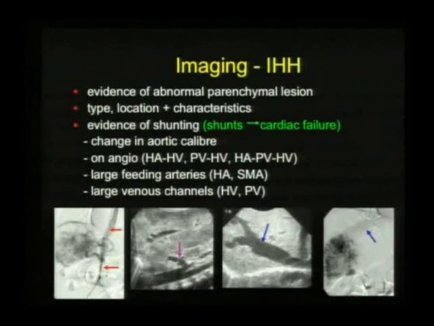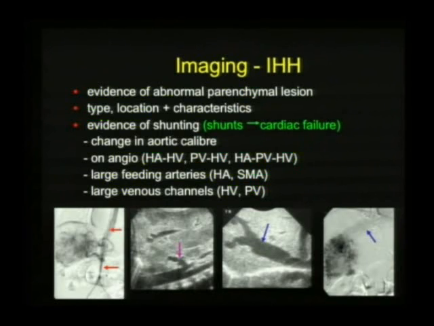When we image these children with any of the hepatic hemangiomas, what we really need to look for is evidence of shunting. We'll know clinically they'll be shunting if they're in cardiac failure, there is no question about it, but what as radiologists do we need to look at? Obviously we assess the lesions themselves, and then we're looking for evidence of shunts, because shunts can lead to cardiac failure. So what we want to do is to look at change in size of the aortic caliber above and below the celiac trunk.